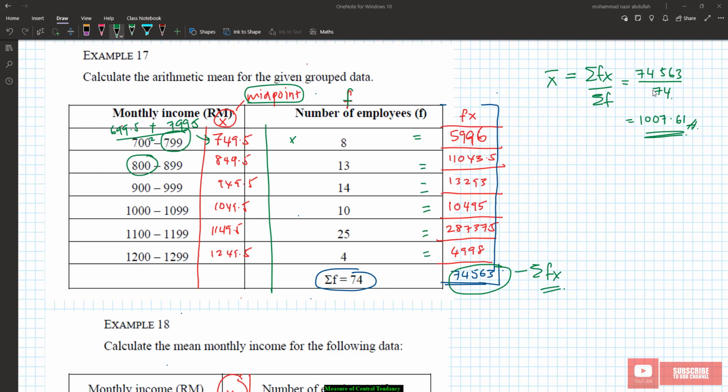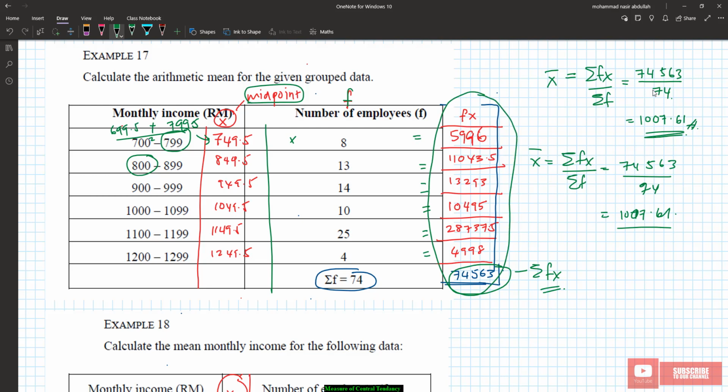In final exam, what you need to do is to put the formula summation of fx divided by summation of f equal to 74563 divided by 74, and then you will get the value 1007.61. In final exam, the work that you have done here has no marks, right? Okay, so I will give you marks on this value only. So the calculator is gone already.